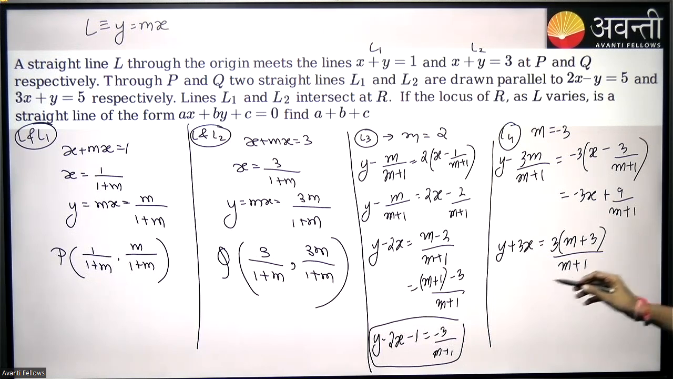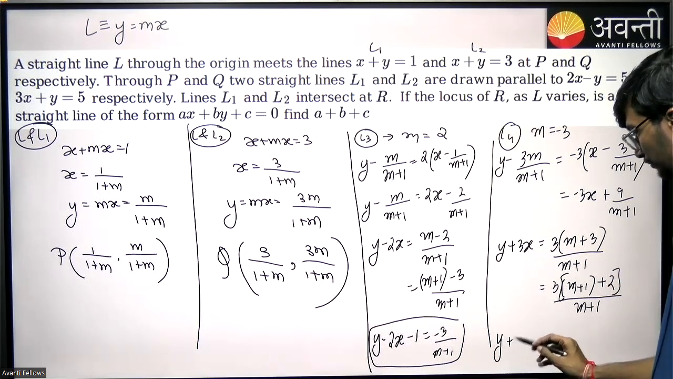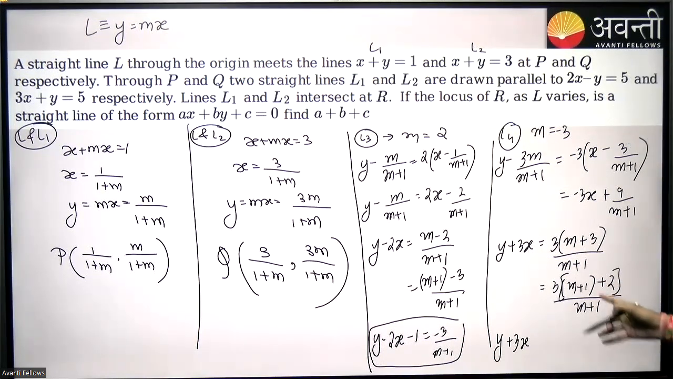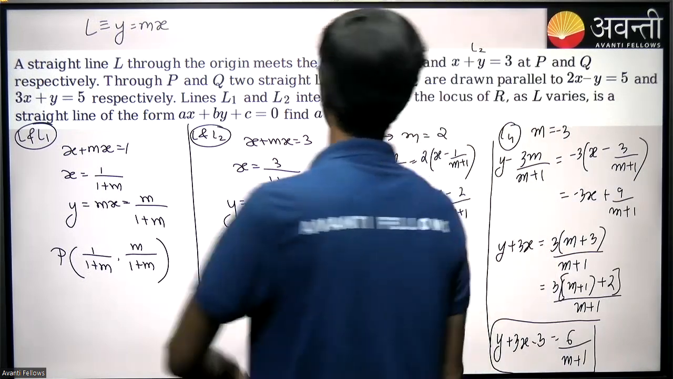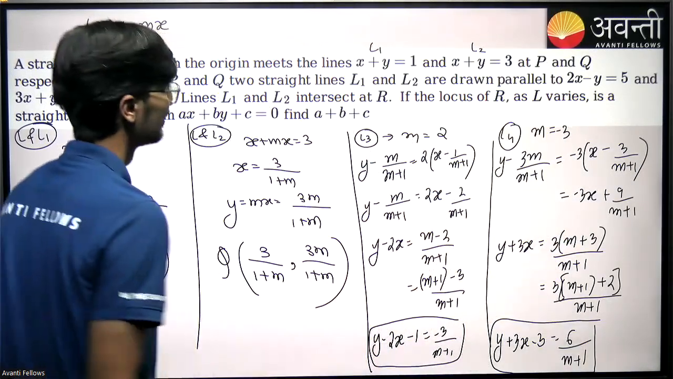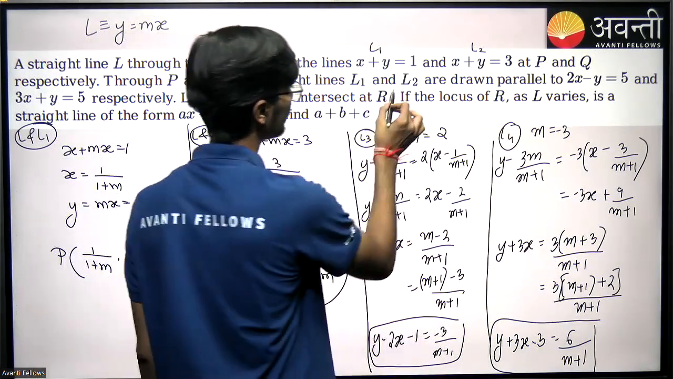Here again I can write m plus 3 as m plus 1 plus 2, and I can split m plus 1. So I'll get y plus 3x minus 3 is equal to 6 upon m plus 1. Now these two lines intersect at R.